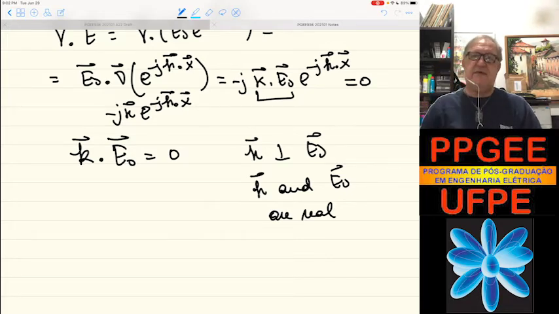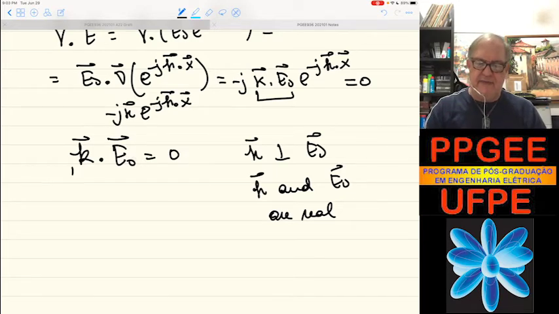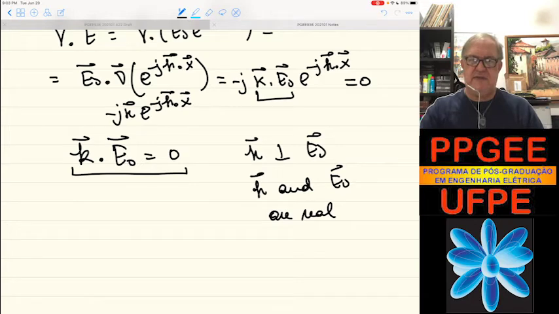If E0 is a complex vector, this would mean that K, a real vector, is orthogonal to the physical fields. So that's what we have to look at. So that's the first property. Well, the property is this one: K dot E0 equals 0.